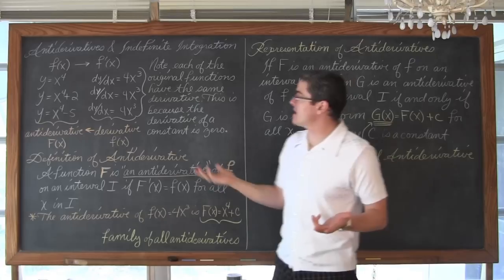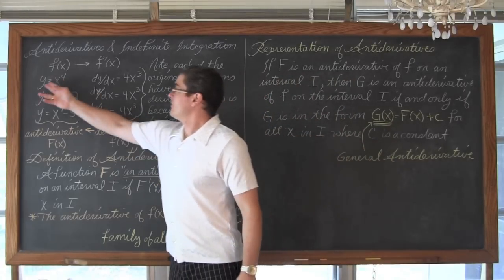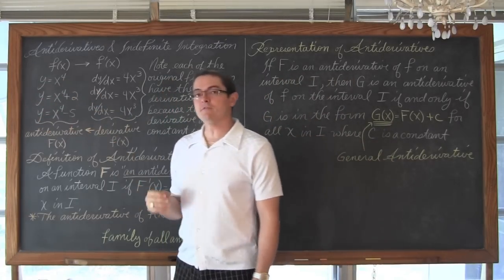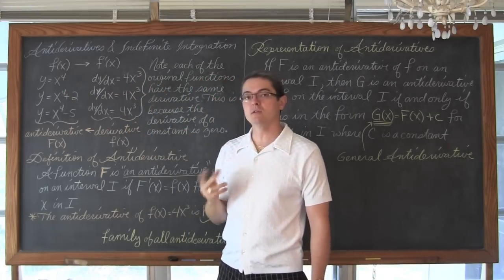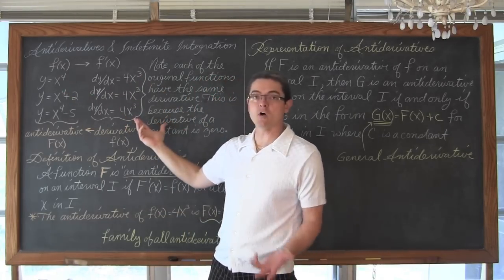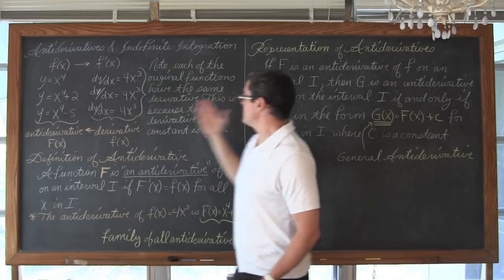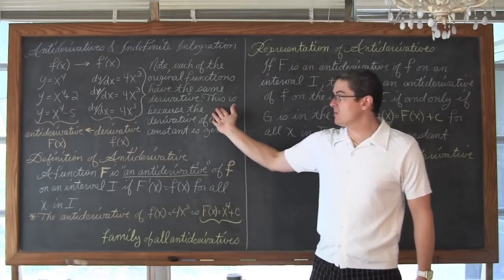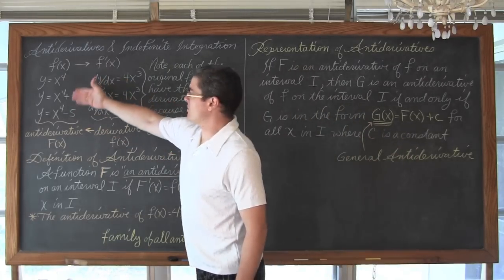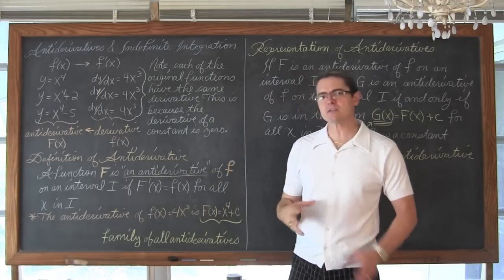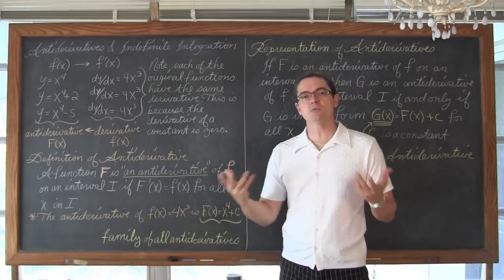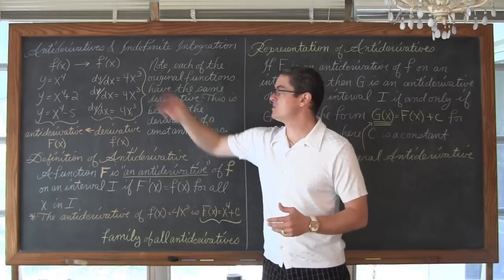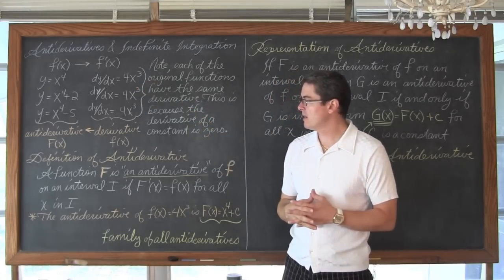So it makes sense that we have these 3 original functions, and yet the derivative of each of these functions is 4x cubed for all of them. That's because the derivative of a constant is equal to 0. So whether there's a plus 0, plus 2, or minus 5, all of those are basically going to disappear through finding the derivative, because the derivative of a constant is equal to 0. Thus, you get the same answer 3 times.